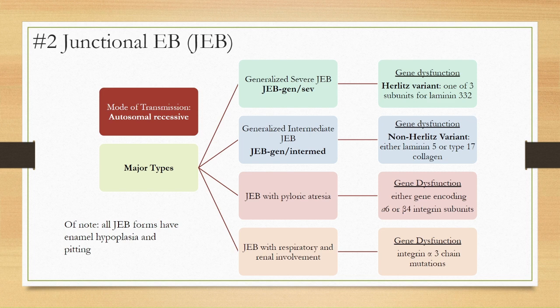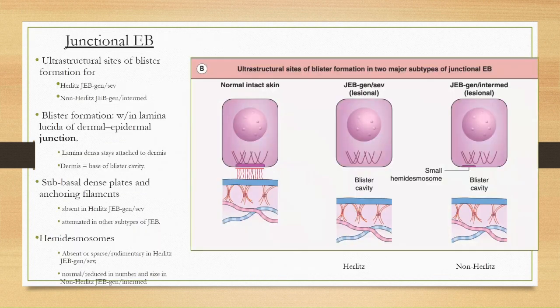JEB, all forms will have some sort of enamel hypoplasia and pitting. So if you have teeth involved, strongly consider JEB to some degree if you're considering an EB. Other disorders, pyloric atresia. Remember, beta 4. Remember the invagination. Remember the stomach kinking. Beta 4 can be associated with pyloric atresia. Also remember, respiratory and renal involvement can be associated with JEB, and that's more of an integrin alpha 3 chain mutation dysfunction.